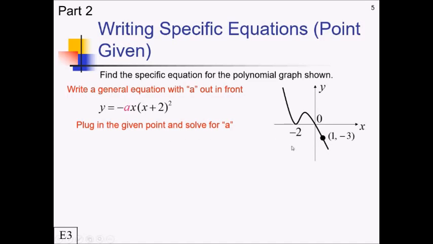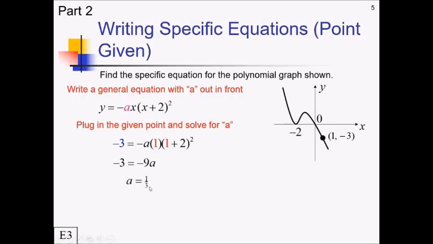So for y, we have this negative 3, the y value of the point they gave you. And for x, I'm going to plug in the 1 that was part of that given point. So I'm going to rewrite the right side of this equation as negative a times 1 times 1 plus 2 squared. And now I just solve for a because it's the only unknown left. So this is going to be negative a times 3 squared. So that's negative 9a. And then if I divide both sides by negative 9, negative 3 over negative 9 can be reduced to 1/3. So that's my a value.